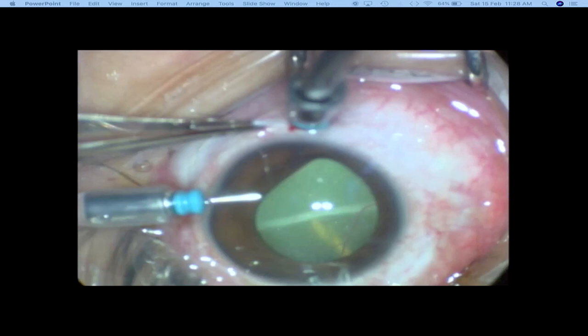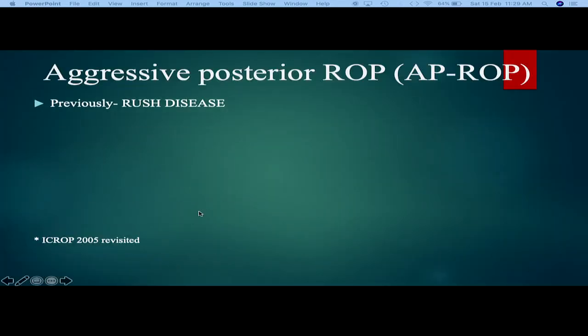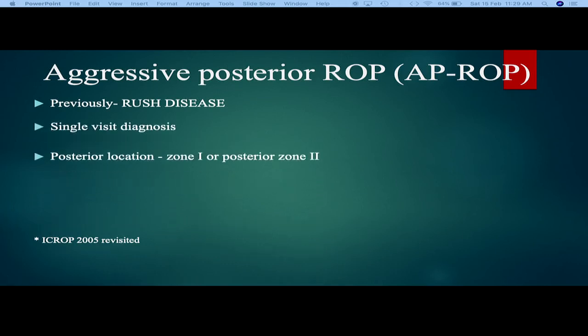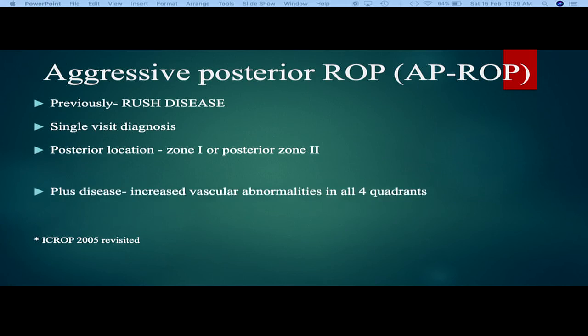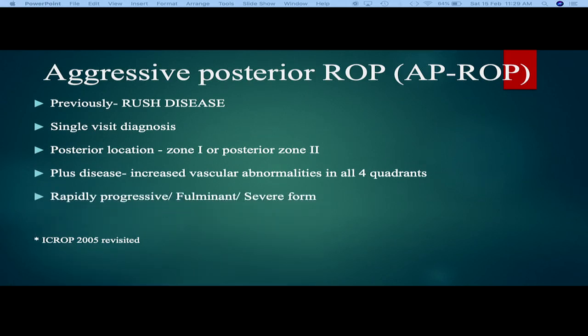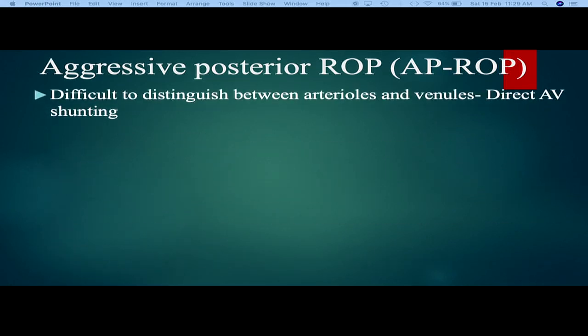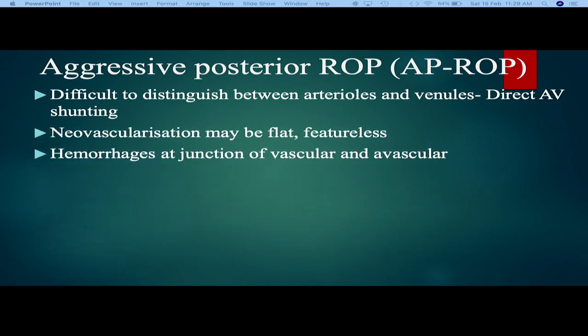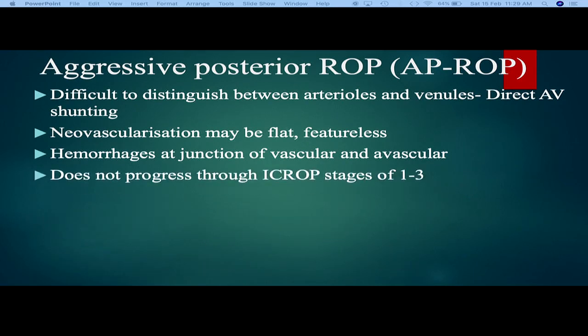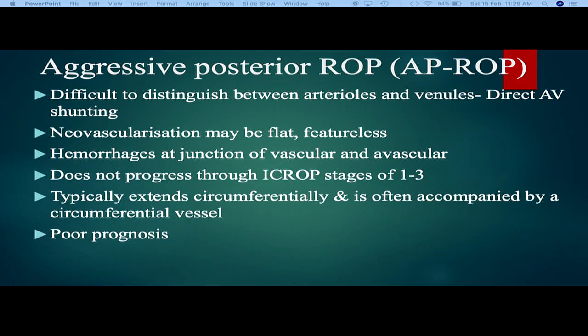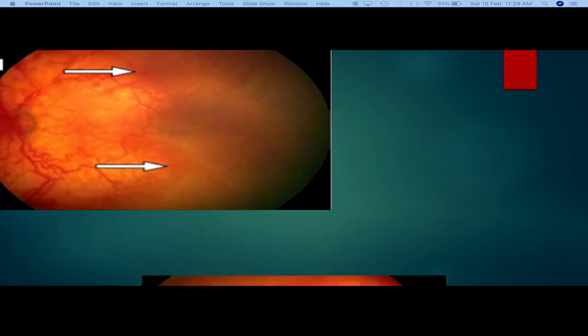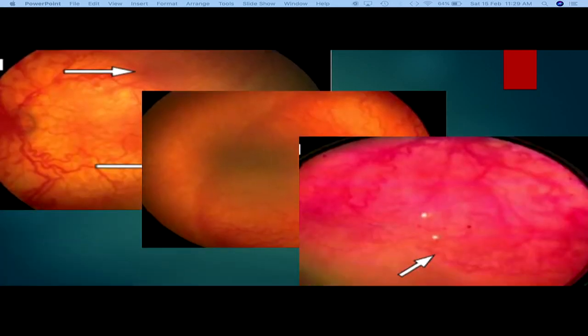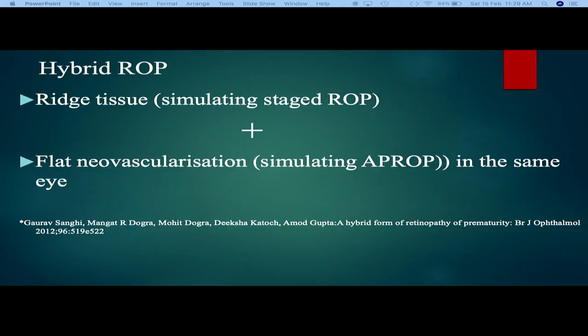And then we have, most importantly, ROP, and we see older babies with a very different presentation as compared to the Western world. We have APROP that we must recognize, and it's posteriorly located with plus disease, and it's very aggressive. It's difficult to distinguish between arterioles and venules, and there are direct shunts and neovascularization, and it may not be a staged disease as we see in classically described ROP. Here you can see these shunts, and they can be very aggressive, progressing within a few days.